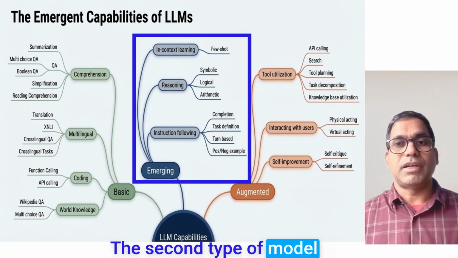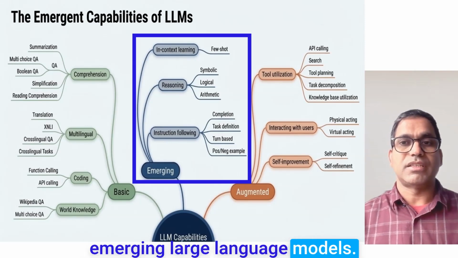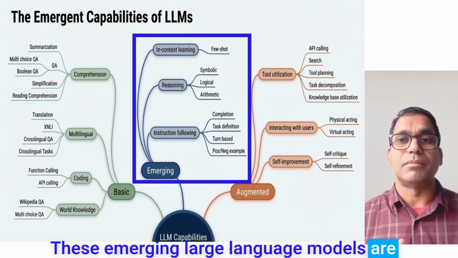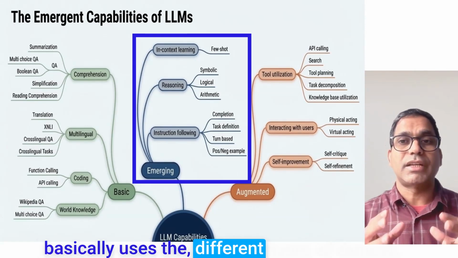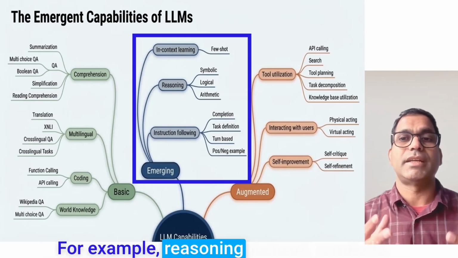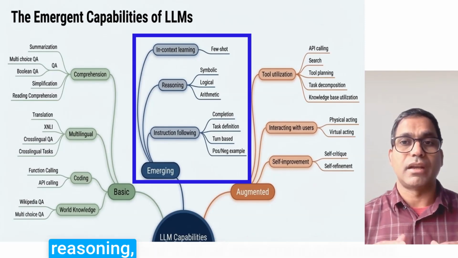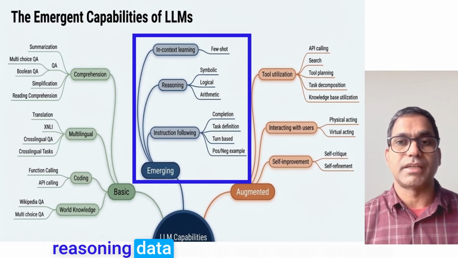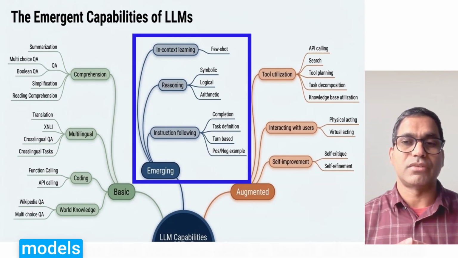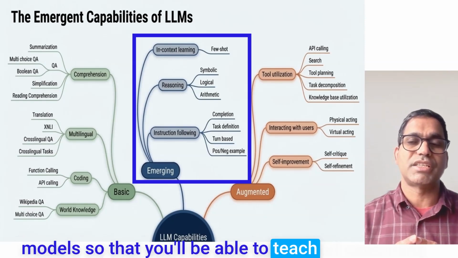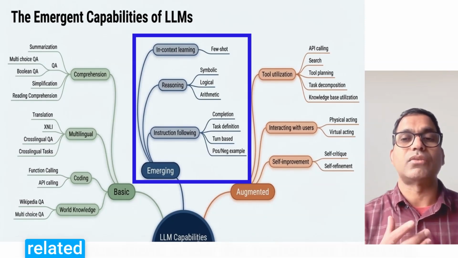The second type of model is emerging large language models. These emerging large language models basically use different types of datasets. For example, reasoning datasets, symbolic reasoning, logical reasoning, and arithmetic reasoning datasets to train large language models so that they will be able to answer all reasoning-related questions.